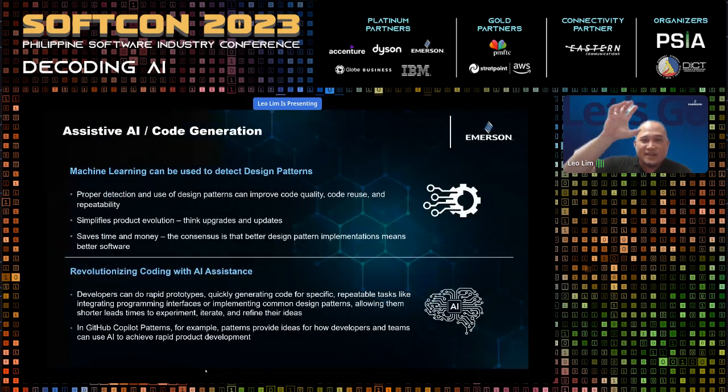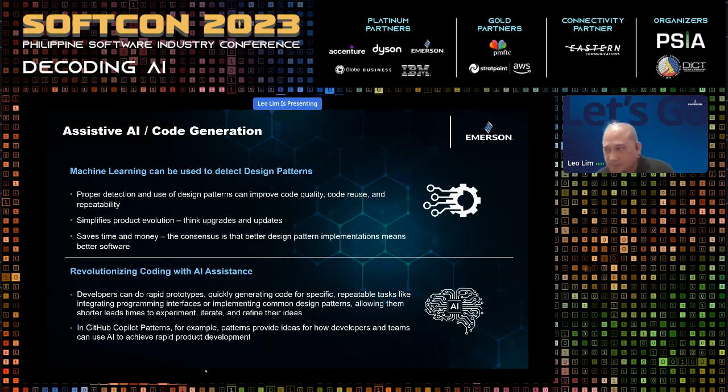So we're done with the area where you have your traditional design patterns applied to software applications that leverage machine learning and AI implementations. And then you have your machine learning design patterns for your machine learning engineering workflow. And then the last area is really the assistive or code generation. And in this area, there's really two ways you can leverage design patterns. One is you can use machine learning to detect design patterns.